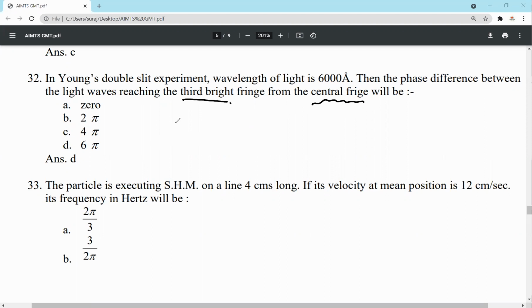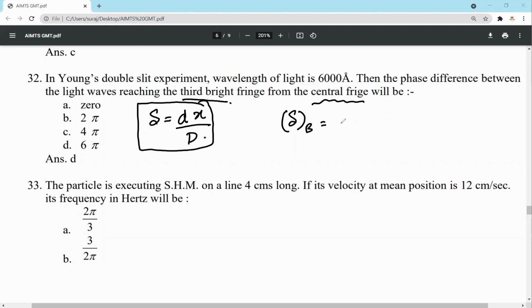What is the phase difference they want? Path difference will be how much? For the third bright fringe, the general formula is path difference equal to d x by D. Now for bright, what is the path difference? Path difference for bright equals n lambda, right?